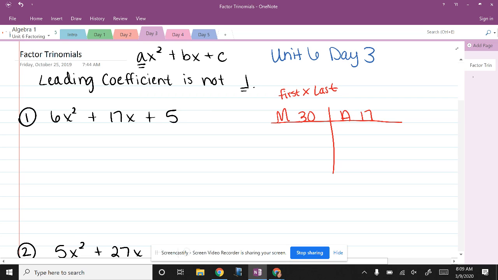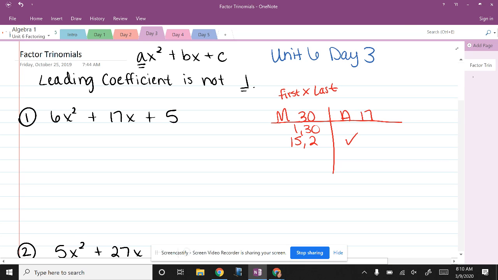All right, now these are all positives. I did that on purpose for the first example just so we get the hang of things. We want some numbers that will multiply to get 30 but add to get 17. So 1 and 30 ain't going to work, but I'll just list it here. 15 times 2. Does that add to get 17? Y'all agree?